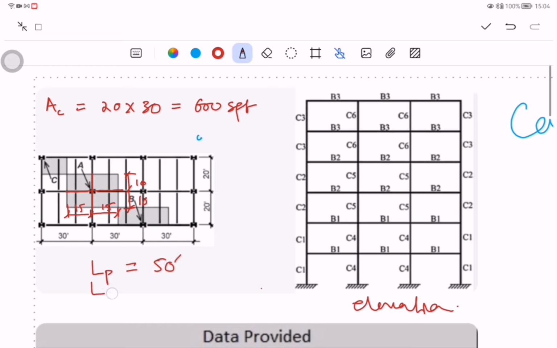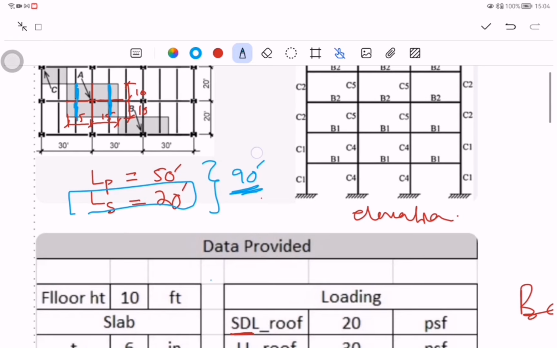And what about the length of the secondary beams? The length of the secondary beams: this is 10, this is 10, 20, 10, 10, 20. So it will be 20 feet. So the length of the secondary beam is 20 feet. If we add these two, it will be 90 feet. So we consider this, the total beam length is basically 90 feet.